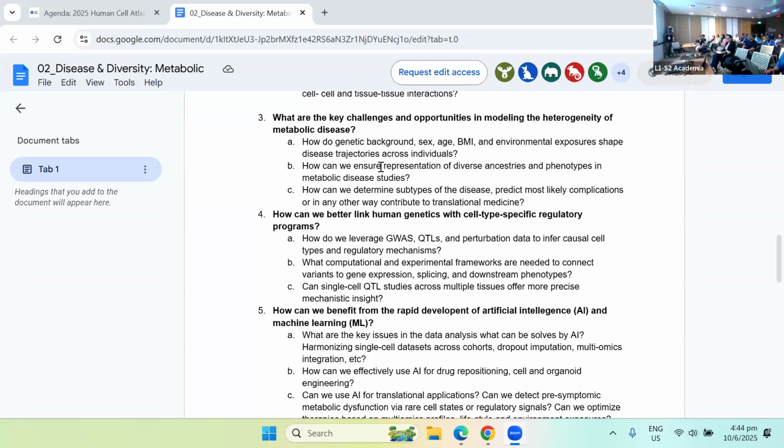Since I'm more from the investigational side rather than biology, I think that since metabolic disease has a lot of components, it's important to figure out how we can benefit from the metabolic research during human research.